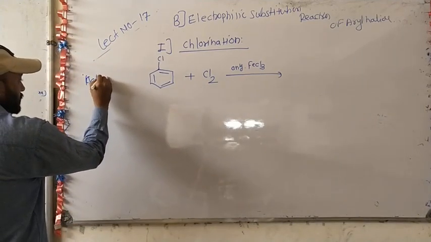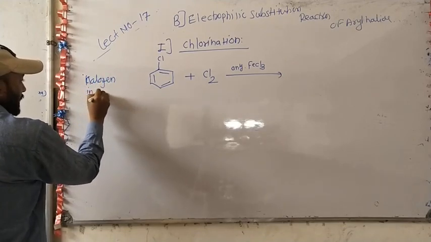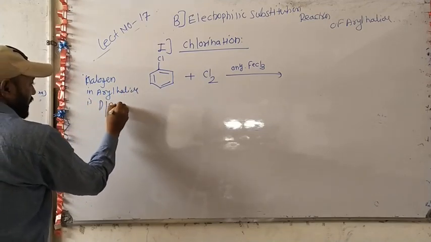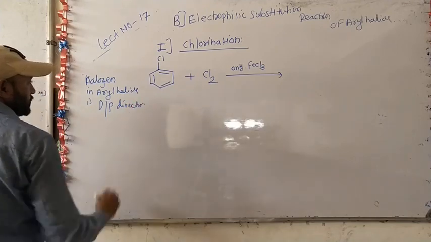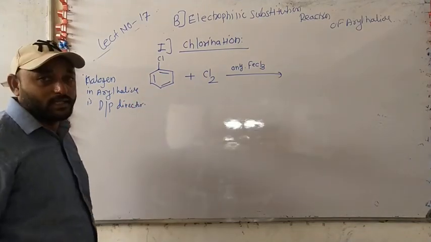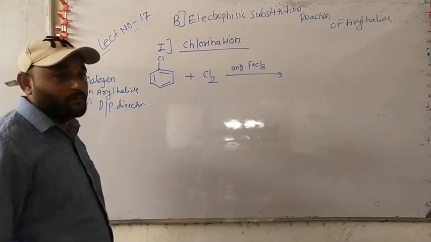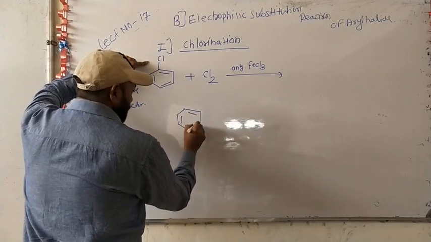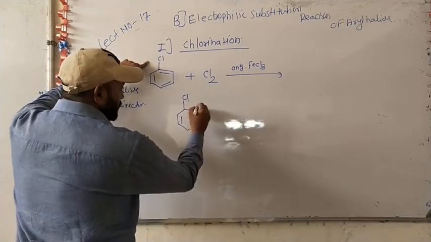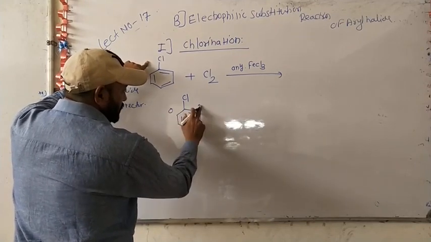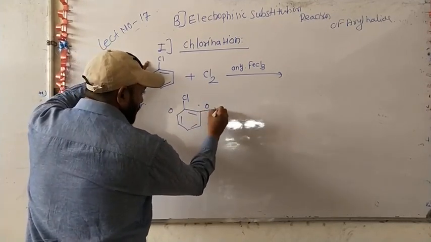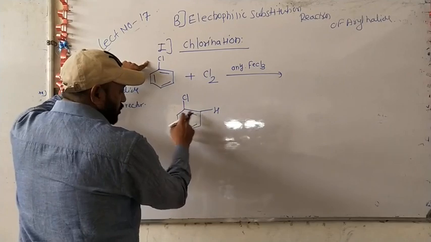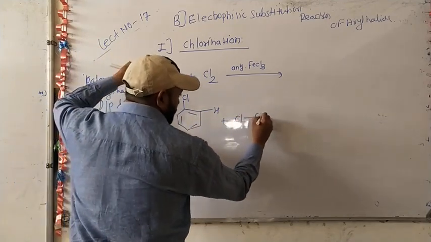Halogens in aryl halide are ortho and para directors, means electrophilic substitution reaction either occurs at ortho position or para position. So look at first chlorine. This is the ortho position. These both are the ortho position. So we can either replace the hydrogen from this ortho or this ortho position, in reaction with chlorine.